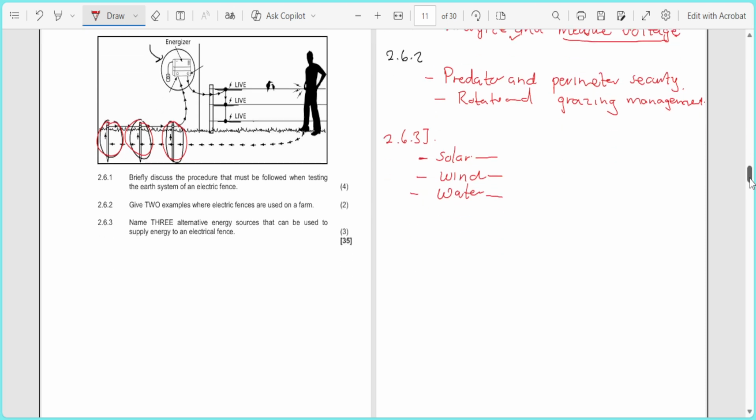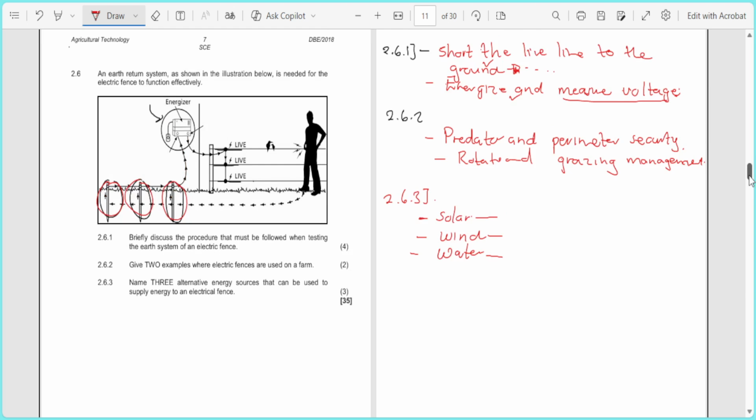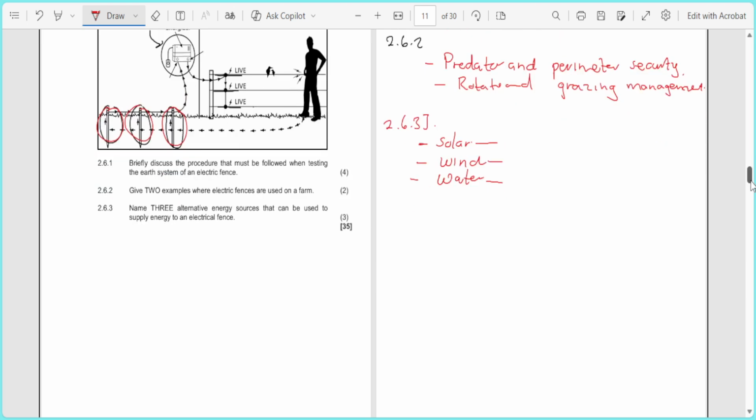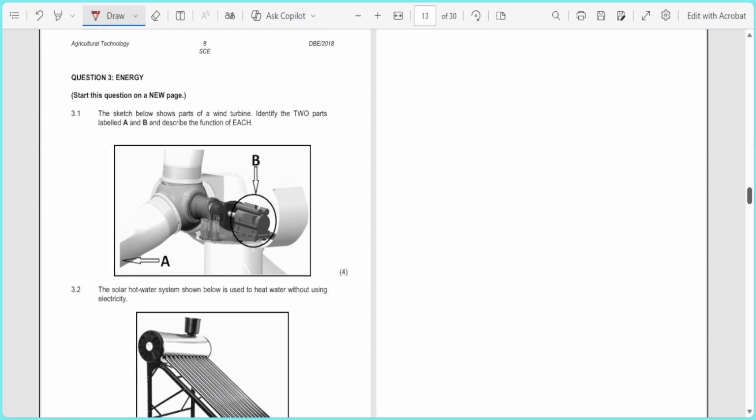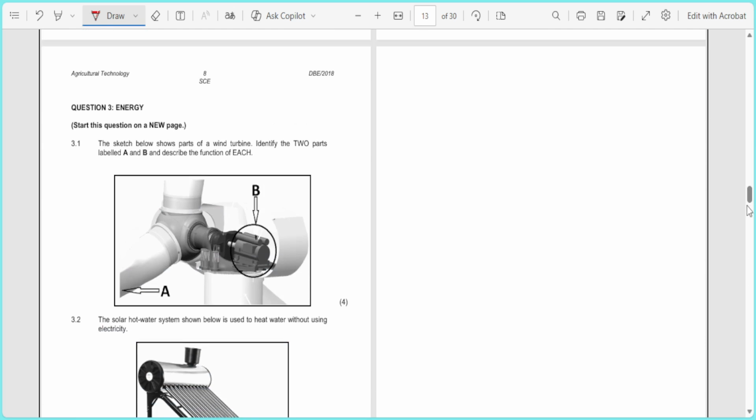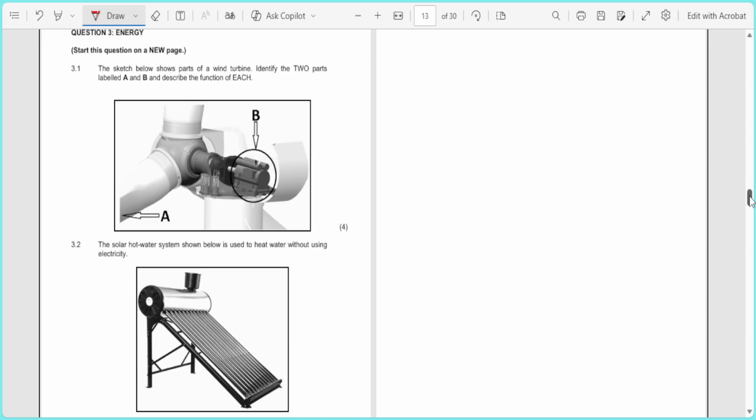So this is our 35 marks for question 2. Now for section B, the next part of section B, that is question 3 involving energy.